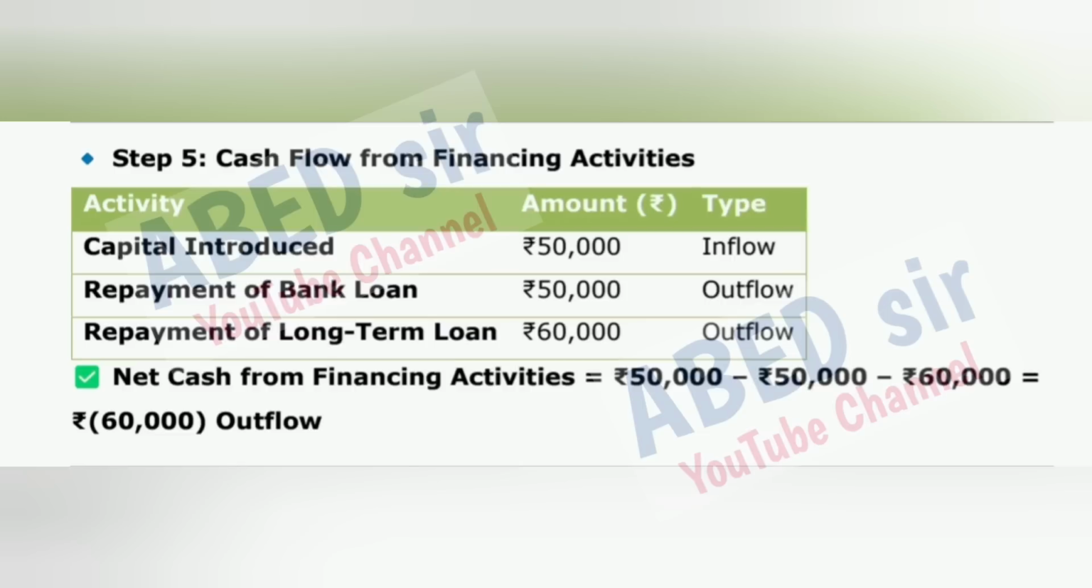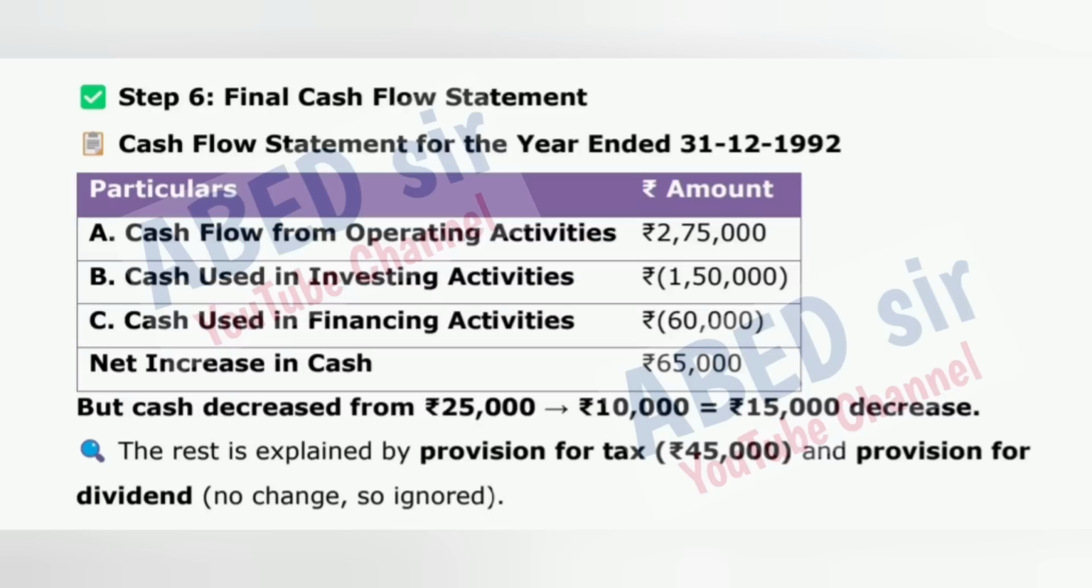Step 5. Cash flow from financing activities. Activity, amount, type. Capital introduced 50,000 rupees inflow. Repayment of bank loan 50,000 rupees outflow. Repayment of long-term loan 60,000 rupees outflow. Net cash from financing activities is equal to 50,000 rupees minus 50,000 rupees minus 60,000 rupees is equal to 60,000 rupees outflow. Step 6. Final cash flow statement.